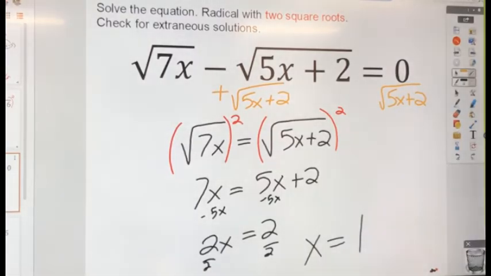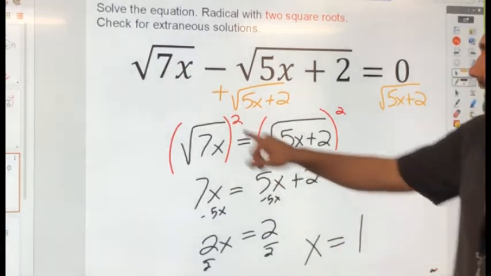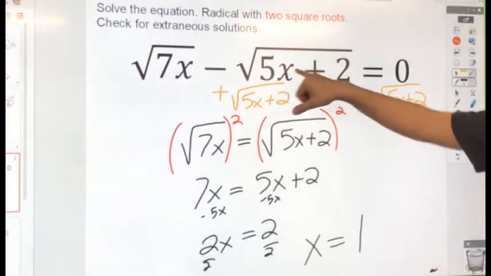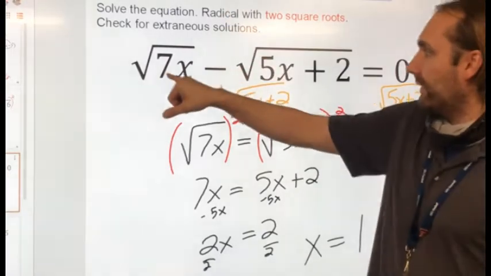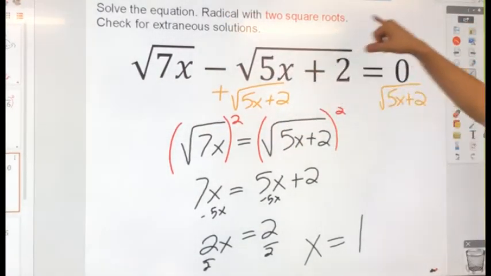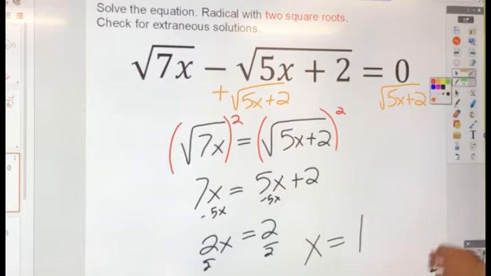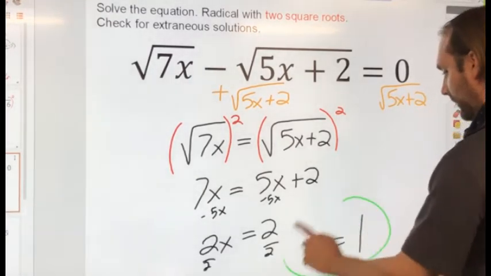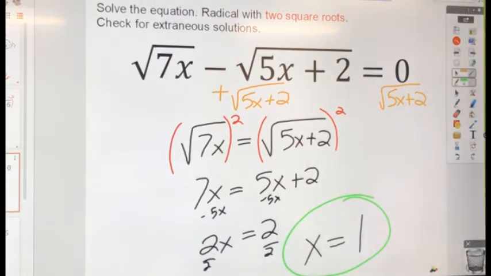Or does it? Check it. Yes, let's check it. 7 times 1 is 7, so I have the square root of 7. 5 times 1 is 5, plus 2 is 7, so I have the square root of 7, minus the square root of 7. Does that equal 0? Yes. So 1 works. There we go. x does in fact equal 1. So when you're working with 2 square roots, first thing is to make sure that you have 1 on either side of the equal sign.